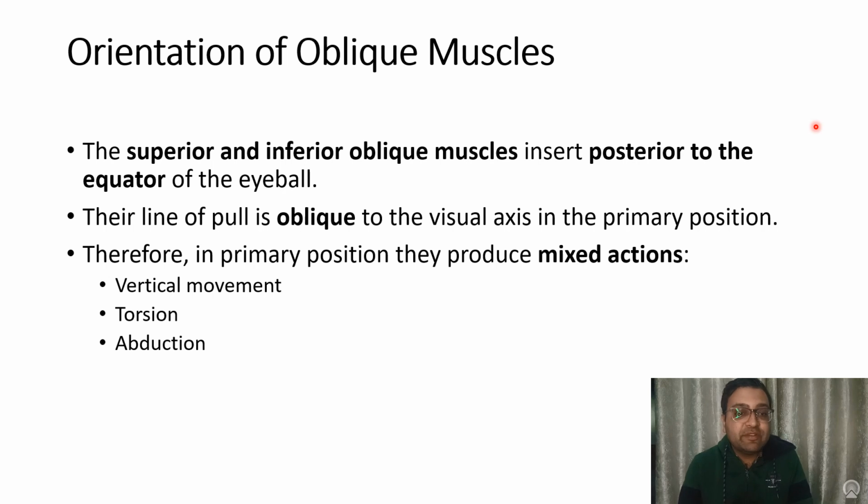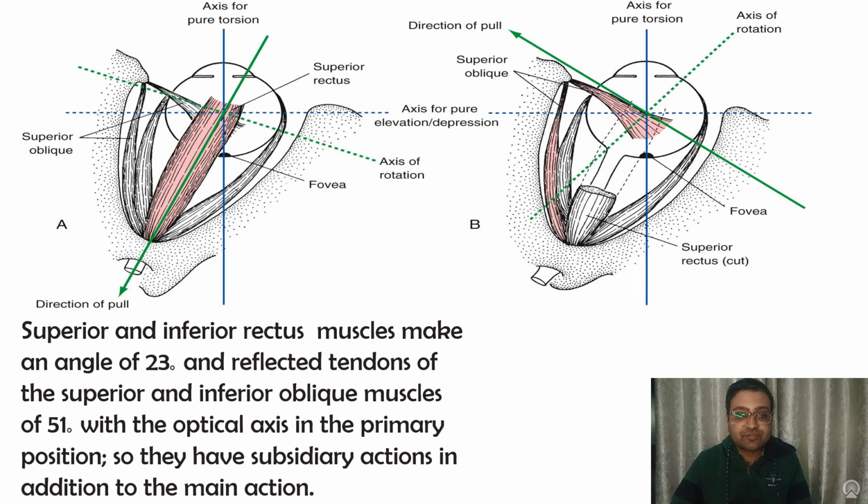The superior and inferior oblique muscles insert posterior to the equator of the eyeball, as I have already outlined. Their line of pull is oblique, which is very important. This word oblique is very important. Since they are oblique muscles, their line of pull is also oblique to the visual axis. Now how much oblique, we will be discussing later. Their line of pull is oblique to the visual axis in the primary position. Therefore in primary position they produce mixed actions: vertical movement, torsion and abduction.